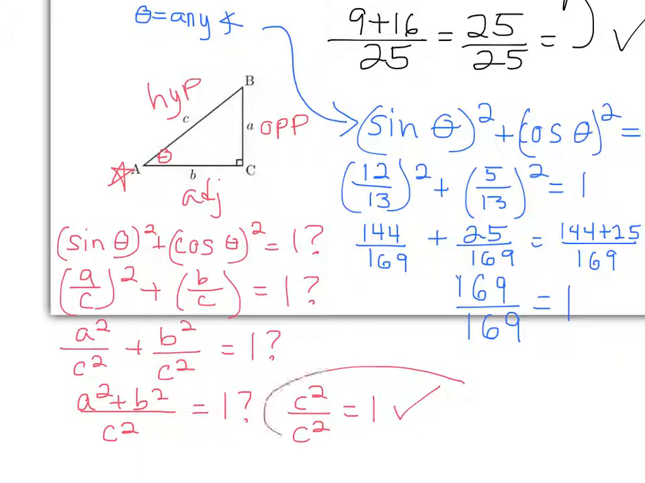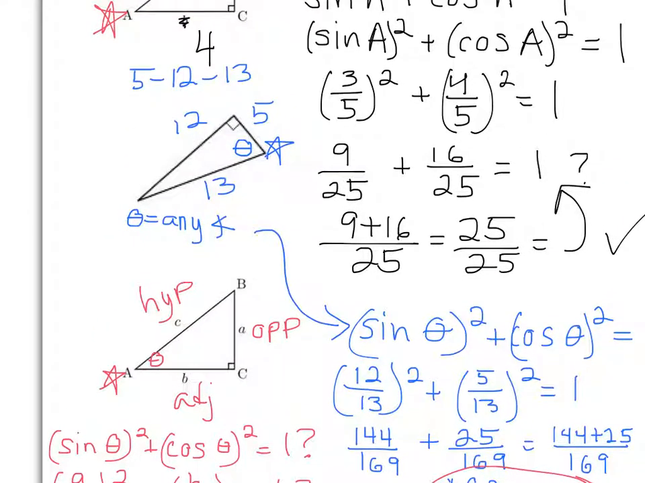So that just kind of shows you that that proof works out whether you're dealing with c squared over c squared, whether you're dealing with 169 over 169, or whether you're dealing with 25 over 25. It works out every time, you guys. And so that's why we call it the Pythagorean Identity.